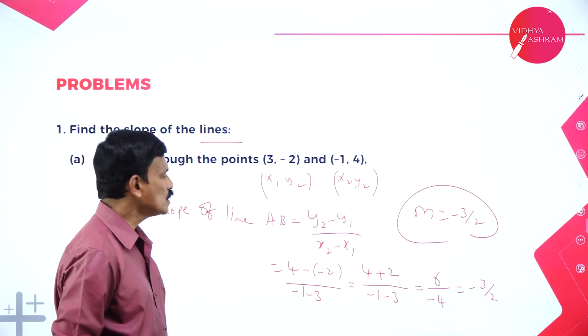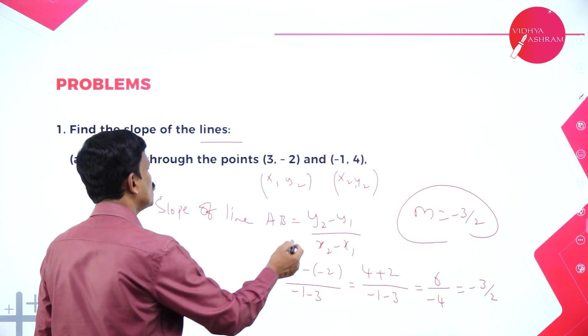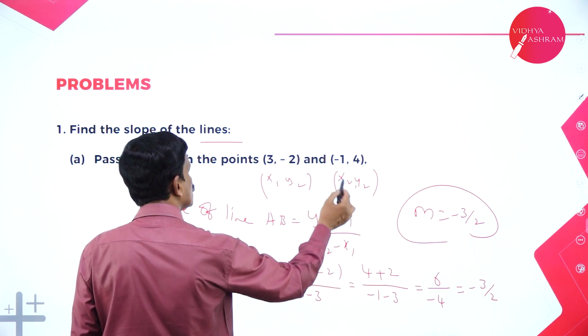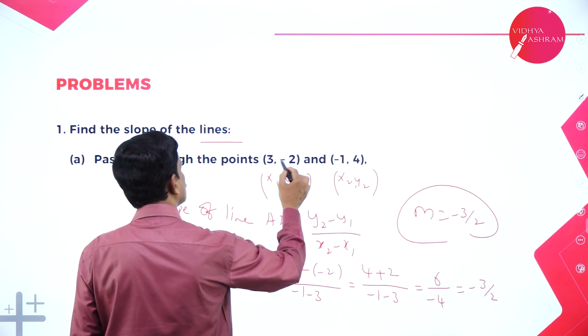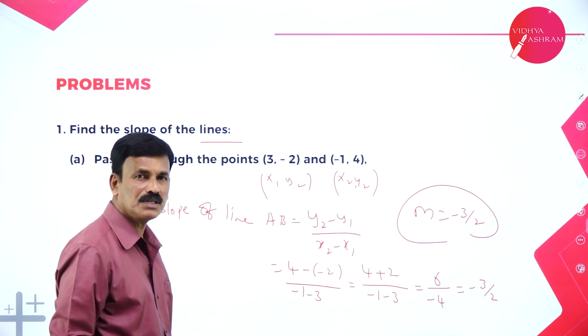That's it. See, the slope of a line joining the 2 points is y2 minus y1 by x2 minus x1. 4 minus of minus 2 is 4 plus 2, which is 6. x2 minus x1, minus 1 minus 3, is minus 4. 6 by minus 4 is minus 3 by 2.